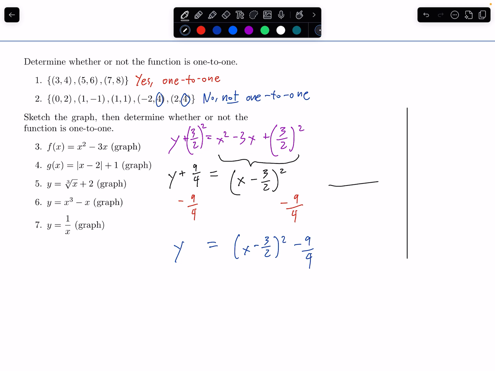Now when I go to graph this, what does that mean? That means I have a quadratic, but it's shifted 3 halves to the right and 9/4 down. So here's 1, 2, 3 halves would be right around here, right? And then 9/4 down: 1, 2, 9/4 is just a little past 2. So here, this is the starting position.